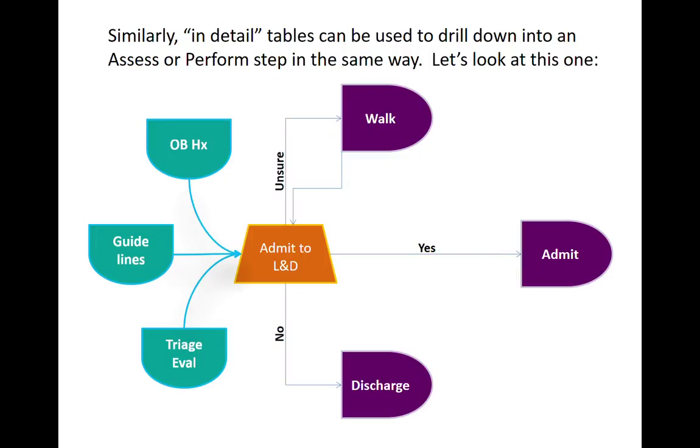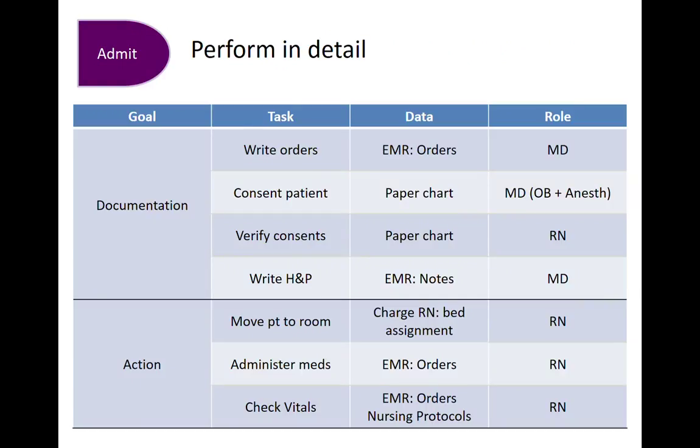You can use a similar in detail table to drill down into any assess or perform step in your process map. Let's look at an example of drilling down into our admission step. For example, you could break down our admit task like this. This perform in detail table groups the many different subtasks that need to happen to admit the patient by their overarching goal. With admitting a patient, for instance, the two separate goals are both to document the admission and then also to take the actions needed to get the patient into the hospital.